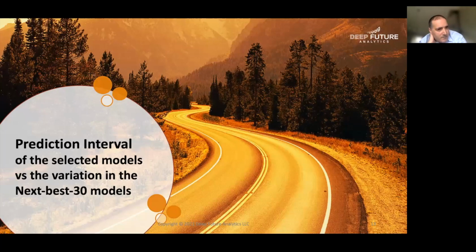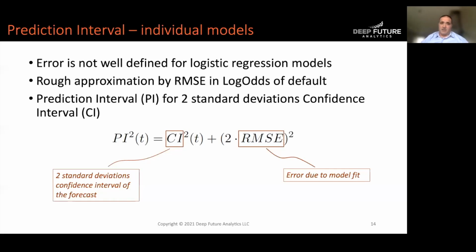Okay, so in the next part, we want to see how the prediction interval for the best model, best AIC and ensemble model, compared to the variation that we see in the next 30 best models. And since we have a logistic regression model, most of you that work with logistic regression know that the errors in logistic regression are not well defined, and it's not straightforward to define what the prediction interval is for a logistic regression in probability space. There is no straight answers. There are people that have tried to approximate it, but there is no clear answer to that.